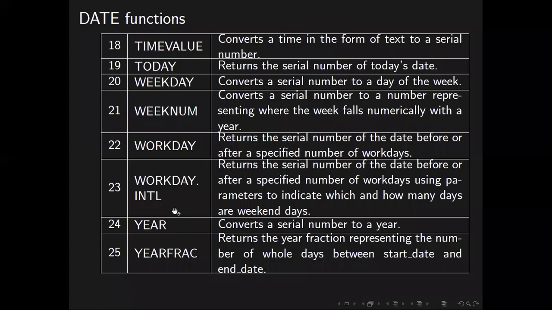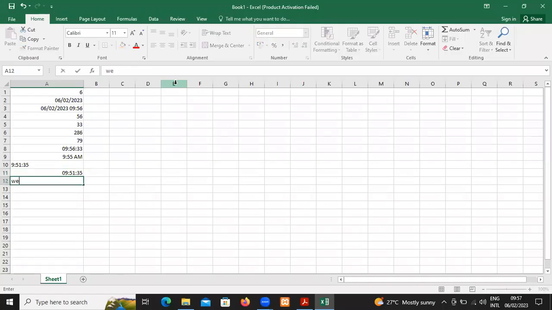Now, today has already been used. It gives today's date. Weekday. What is the weekday today? Sunday was the first day of the week. Today is the second day. Shall we see what it says for today?